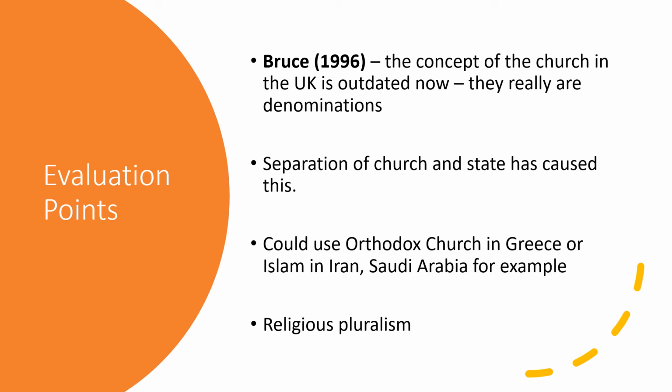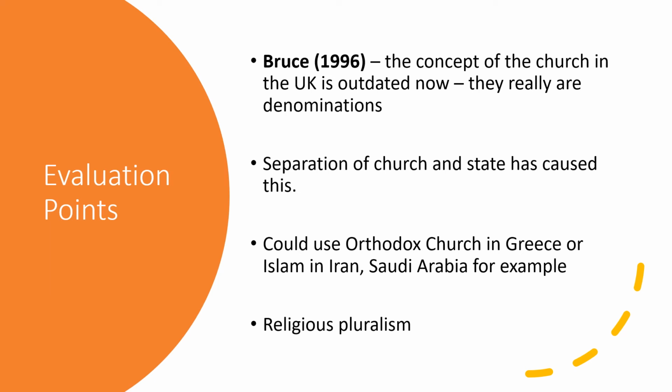Parliament doesn't allow religion to have so much say over the way that society is run, and therefore we are a much more secular, that means non-religious, society. And he would say that what we would now call churches are actually denominations. So he would argue that in the UK, the Roman Catholic Church and the Church of England are actually denominations and not churches.